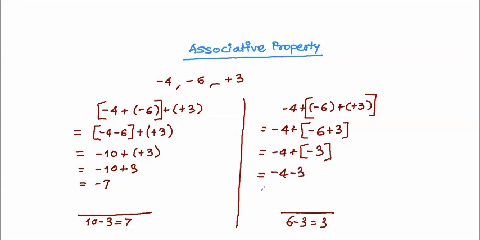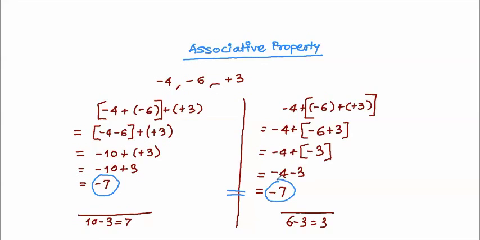So minus 3. Now minus 4 minus 3. Same sign means it's addition. So 4 plus 3 is 7, and 7 gets the sign of the greater number, which is minus. It's 4 here and its sign is minus. So minus 7. Now if you can see here, both sides the answers are equal. Here also minus 7 and here also minus 7.